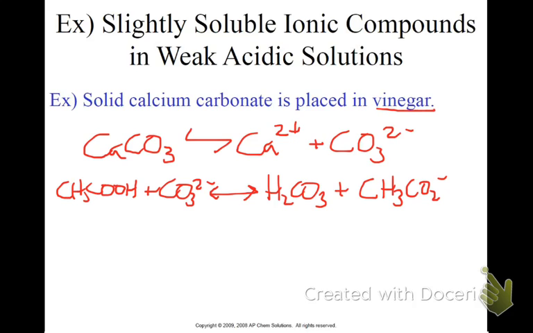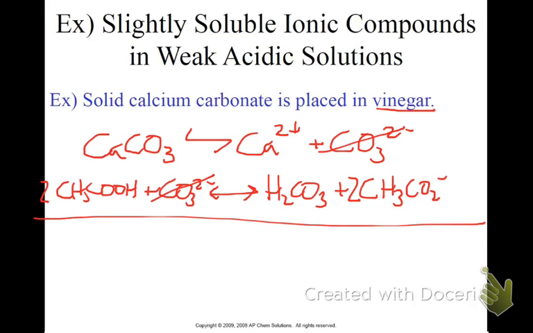CH3CO2-, just going to shorten that, same thing. And just to balance this out, we would need 2 vinegars for every 2 acetates. All right, so carbonate is created, then eaten up by the acetic acid. CaCO3 is going to react with 2CH3CO2H. And that's going to be at equilibrium now with Ca2+.